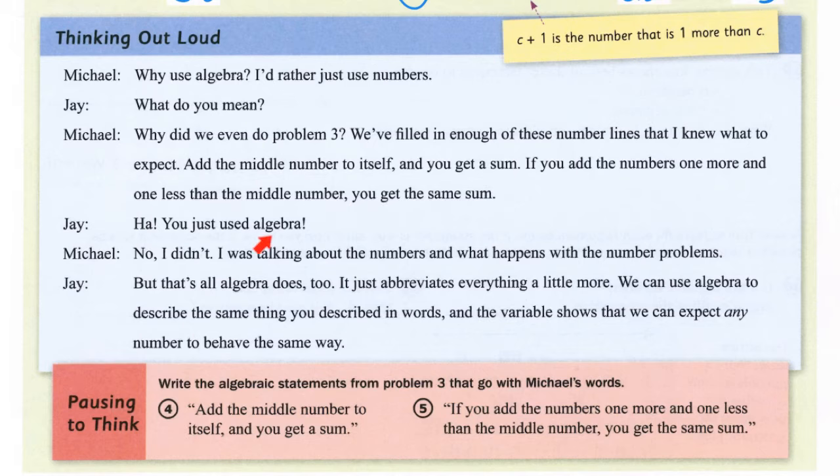Jay says, you just used algebra. Michael says, no, I didn't. I was talking about the numbers and what happens with the number problems. Jay says, but that's all algebra does too. It just abbreviates everything a little more. We can use algebra to describe the same thing you described in words, and the variable shows that we can expect any number to behave the same way. Again, we're finding that pattern and we're just generalizing it to be able to use any numbers.